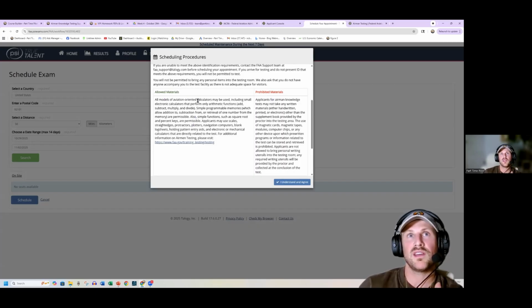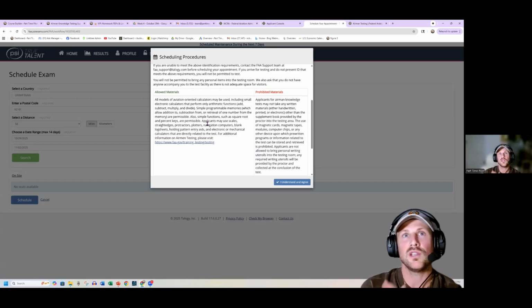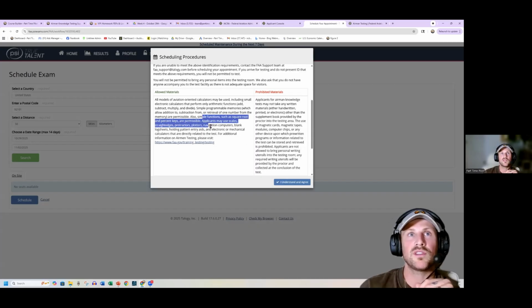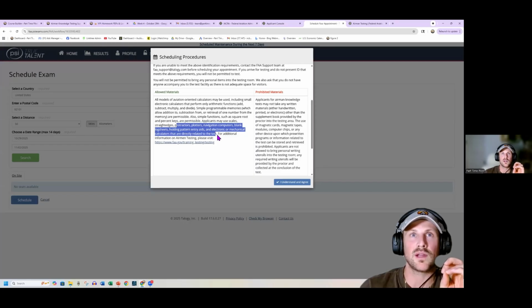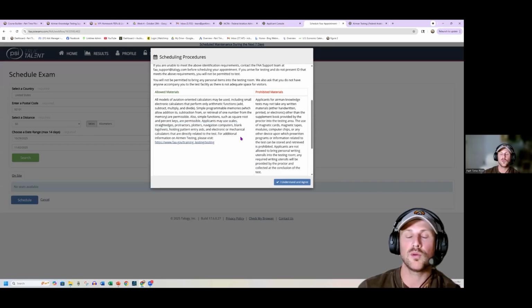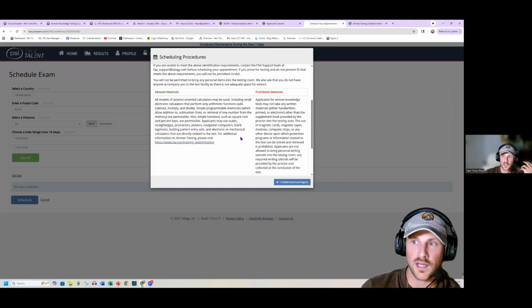All models of aviation-oriented calculators may be used, including small electronic calculators that perform only arithmetic functions, blah, blah, blah. So basically, you can use E6Bs. You cannot use programmable calculators or anything like that. Applicants may use scales, straight edges, protractors, plotters, navigation computers, blank log sheets, holding pattern entry aids, and electronic or mechanical calculators that are directly related to the test. So you'll bring your plotter tool and your E6B, and then they will provide you the rest, pretty much.